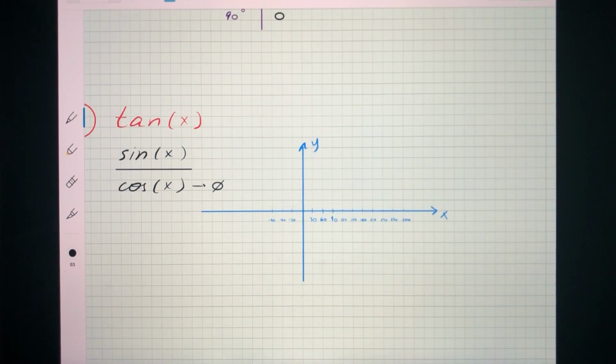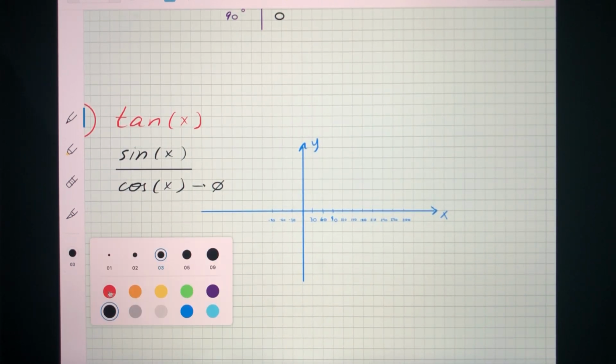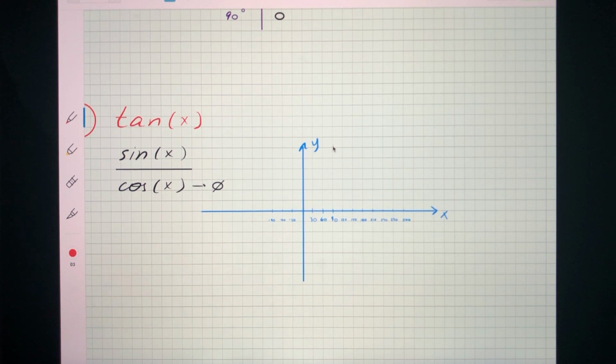Now, that means that at these angles, positive 90, we have a vertical asymptote. We cannot cross it, because if we did, we would be dividing by 0. At 270, once again, we have a vertical asymptote. At negative 90, we have a vertical asymptote. But in the middle, the sine of 0 is 0, and so we are going through this point and getting closer and closer to our vertical asymptotes, like this.